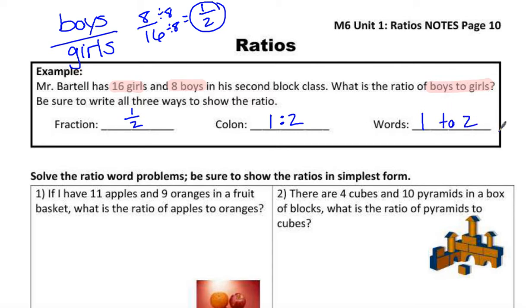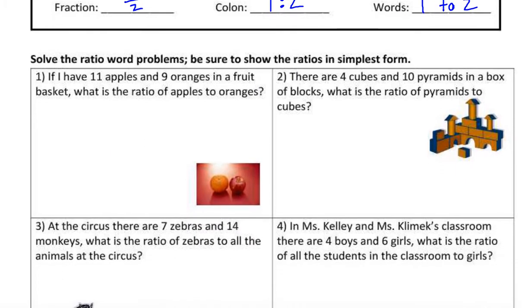All right, so let's look at some examples. Solve the ratio word problems. Be sure to show the ratios in simplest form. So number 1 says, if I have 11 apples and 9 oranges in a fruit basket, what is the ratio of apples to oranges? So in this problem, I'm comparing apples to oranges. So I'm going to write A over O. There are 11 apples to 9 oranges.